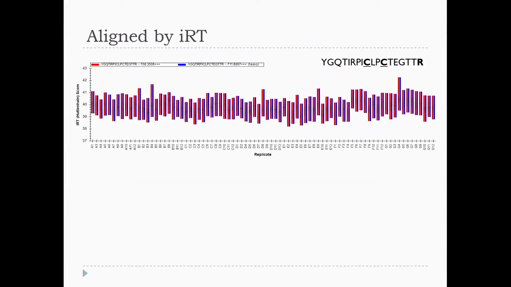Okay, and this is actually aligned by iRT. That's what it looks like. So this gives you the idea: wow, if I align, then I get rid of that. Even though I collected them a month apart, you can see a little bit of something there, but you really wouldn't draw your attention at all.